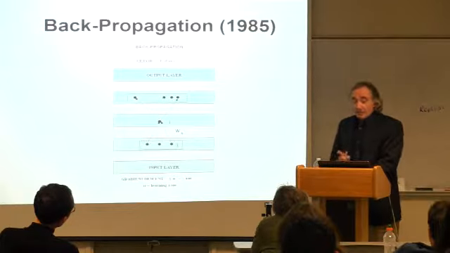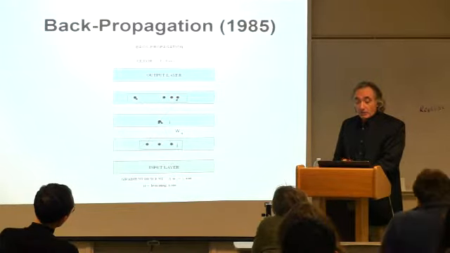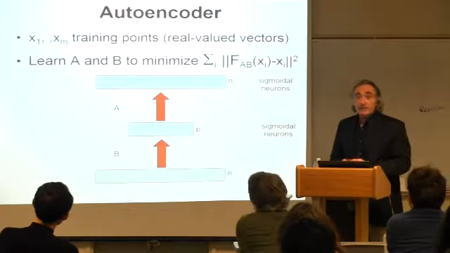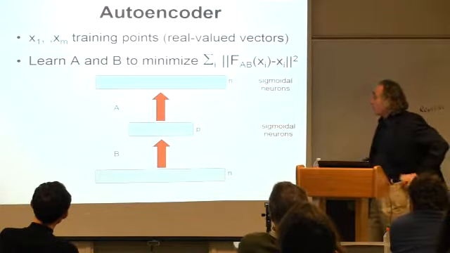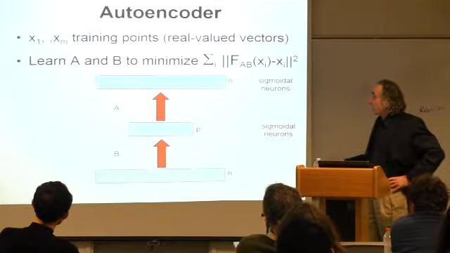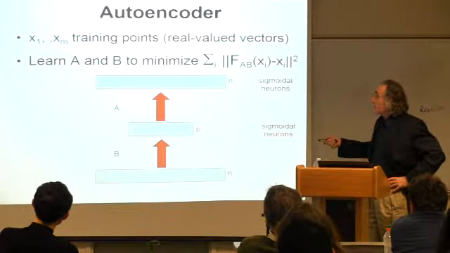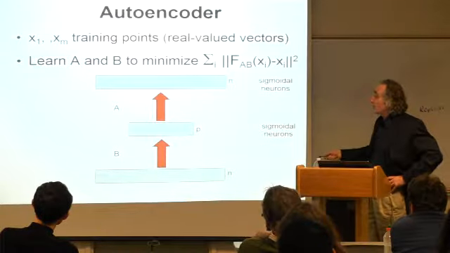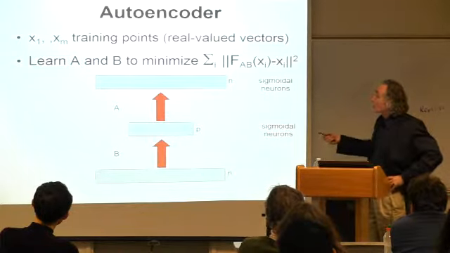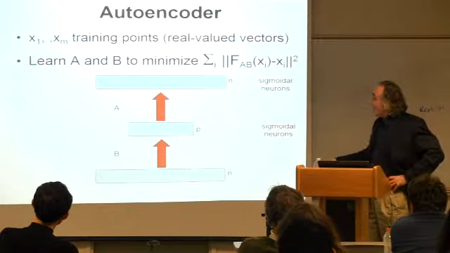The other thing that the PDP group introduced, which is going to play an important role, is the idea of an autoencoder. An autoencoder is a very simple circuit where you have an input layer of size n, a hidden layer of size p, and an output layer of size n, and the goal is to adjust the parameters of this transfer function so that the output looks as close as possible to the input.